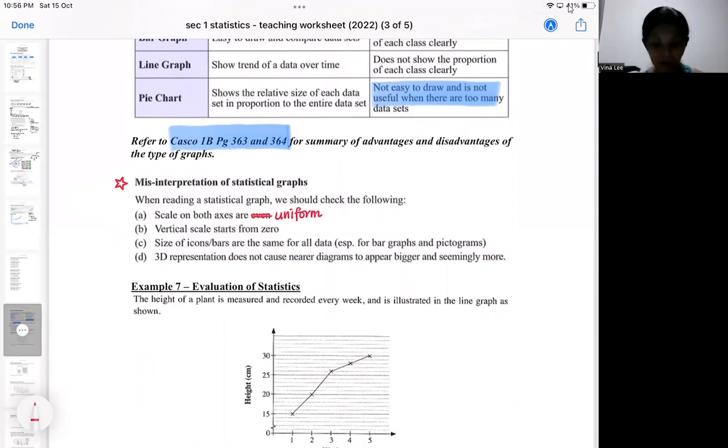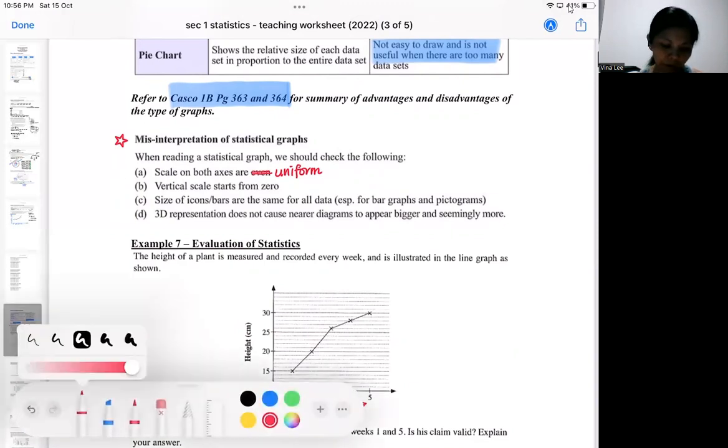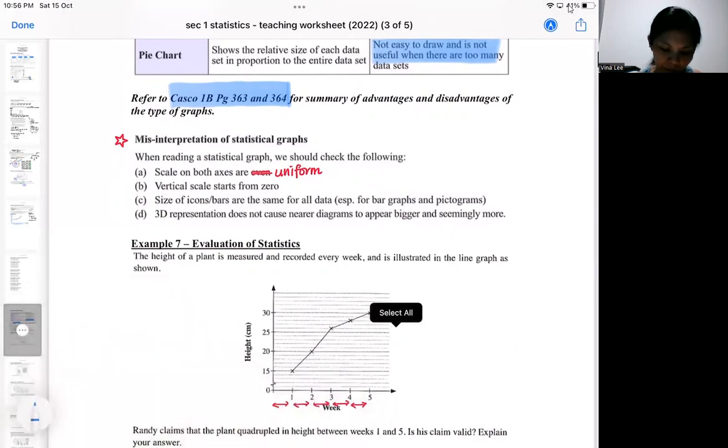So what do we mean by that? Later on in example 7, it will be something like this. If you look at the interval, every interval here is uniform. Can you see? Every week we have the same interval. But for the horizontal axis, it is not. Can you see this part is like 15 centimeters, and then this part is only like 5 centimeters? So this is called uneven.